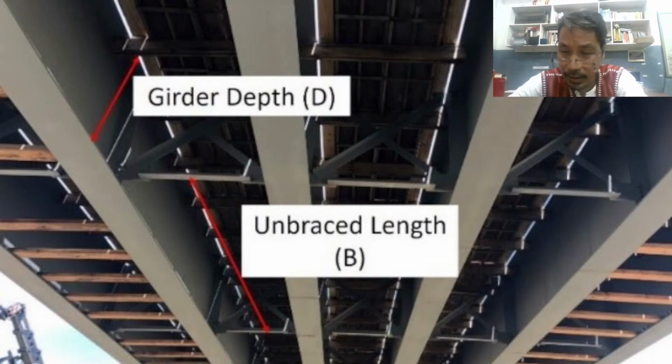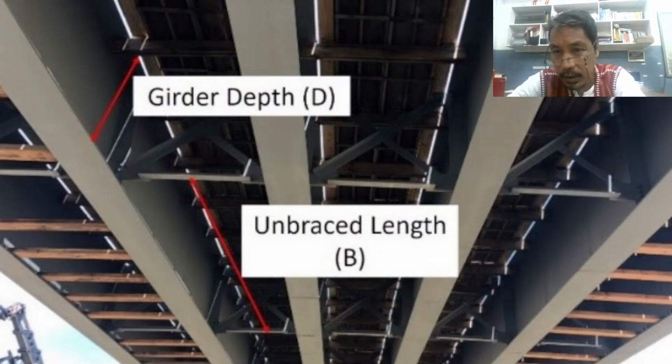So capital letter D and capital letter B. Because small letter d, we know that that is the depth of the beam. Small letter b, that is the width of the beam. But capital letter, we say that is unbraced length, and capital letter D, girder depth.